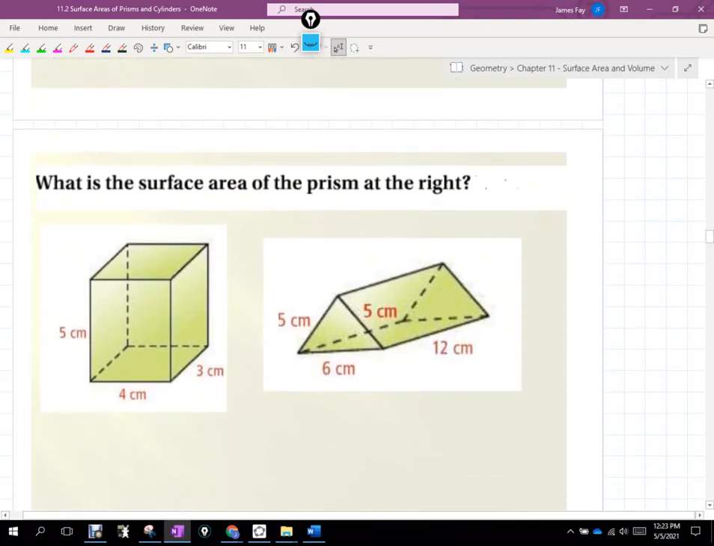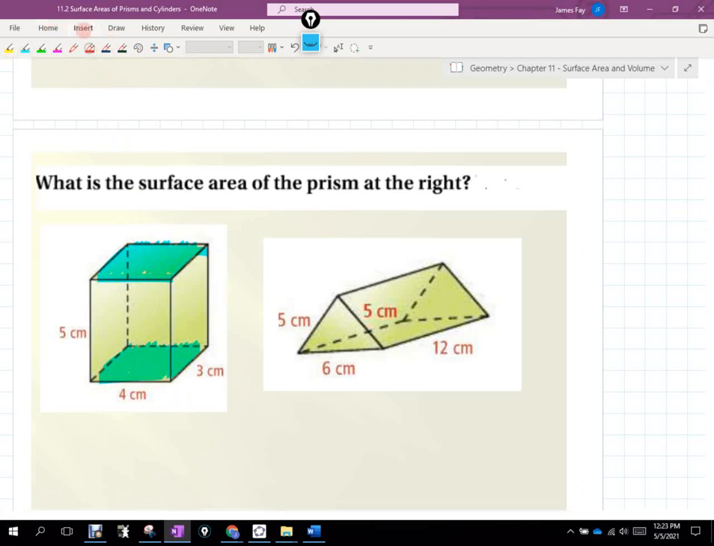It says, what is the surface area of the prism at the right? So we're going to do both of these. Let's do the rectangular prism first. First thing you're going to do is establish what you want your bases to be here. You want it to be the top and the bottom. And the only reason you have a choice here is because this is what type of prism? Rectangular. So you're going to say those are your bases.